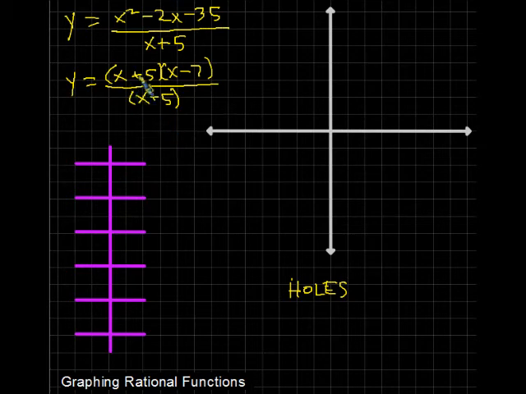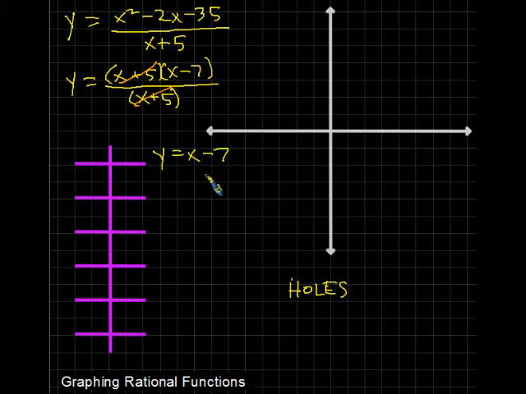Now, because we have a common factor in the numerator and the denominator, we can cancel. So I'm going to go ahead and cancel the x plus 5 and the x plus 5. And what that leaves us with is just y equals x minus 7. So maybe when you first were looking at this, you thought, ooh, this is going to be tricky. But in the end, it's not that difficult to graph. It's just y equals x minus 7.